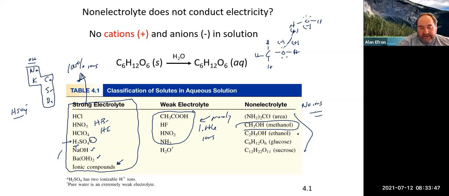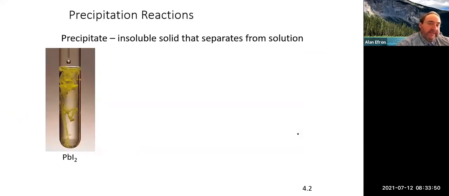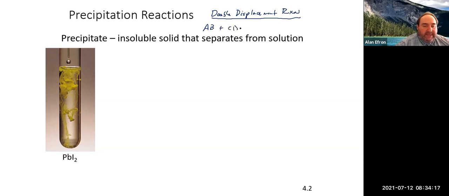So the first reaction we're going to talk about under the big umbrella is referred to as double displacement reactions. And what are double displacement reactions? Let's just talk about those first off. Double displacement reactions have a general formula of AB plus CD.